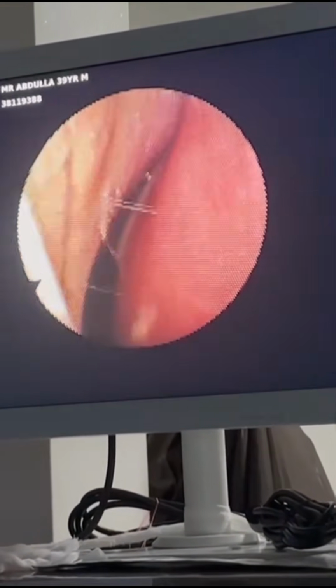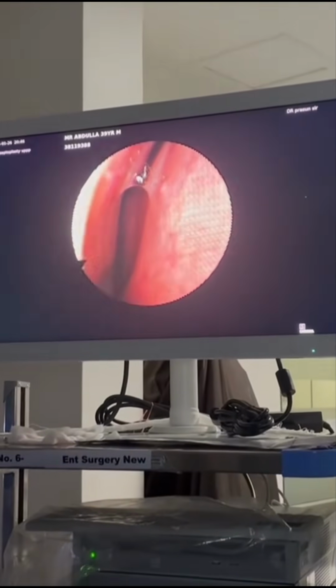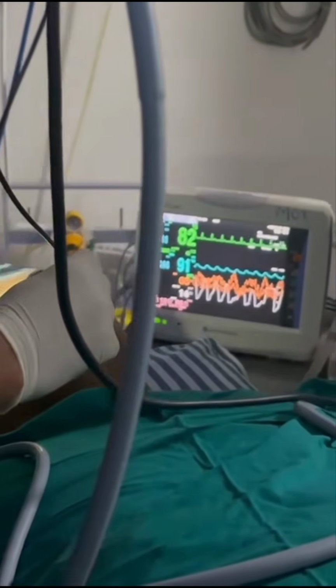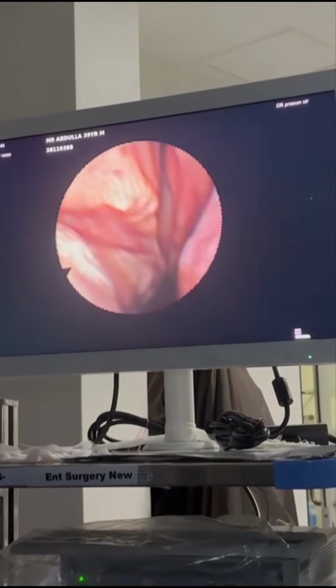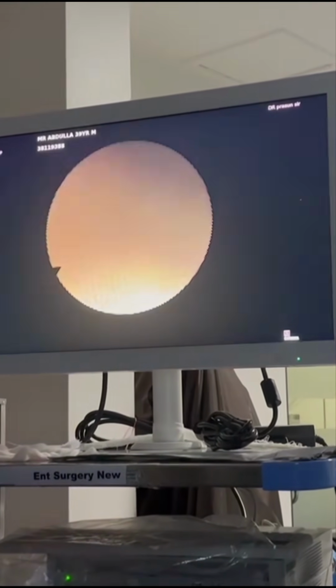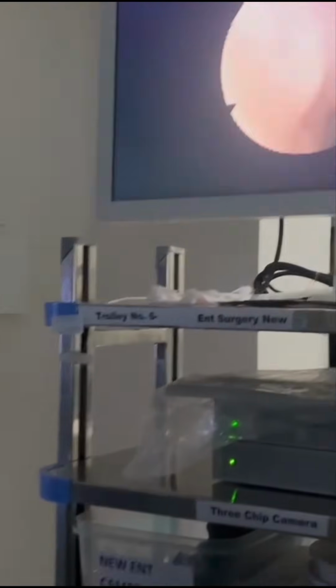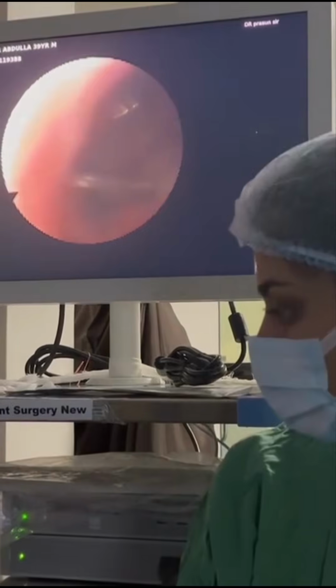This is the right side of the nose where we can see a static obstruction, a gross DNS is present. You can hear the patient snoring. We cross the nose on the left side. We can see turbinates. We always perform this procedure in the OT so that if the patient desaturates, oxygen can be started.